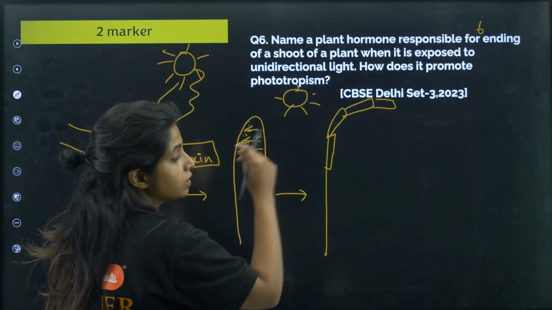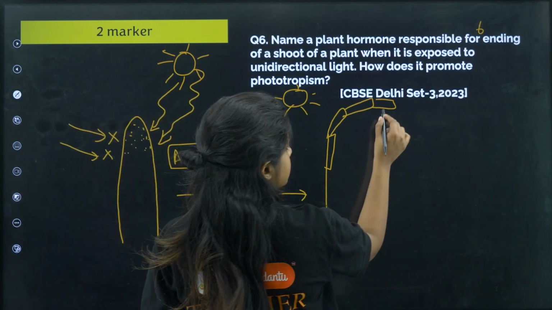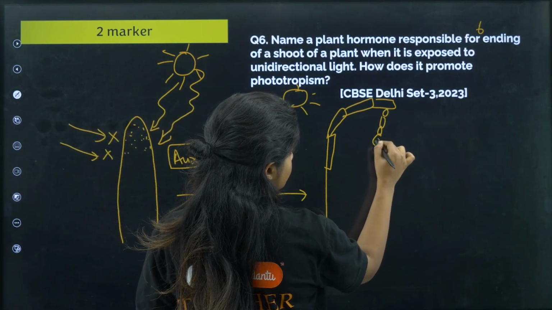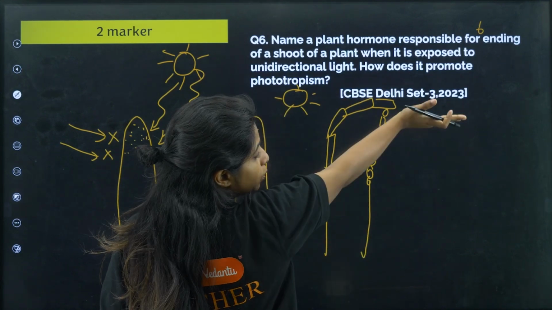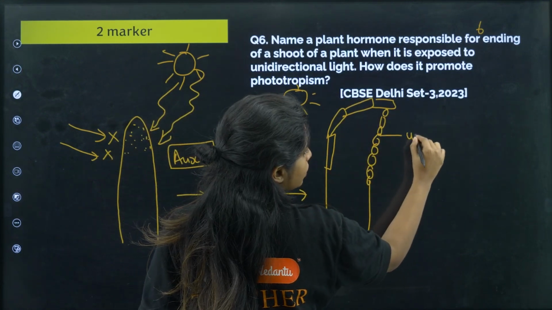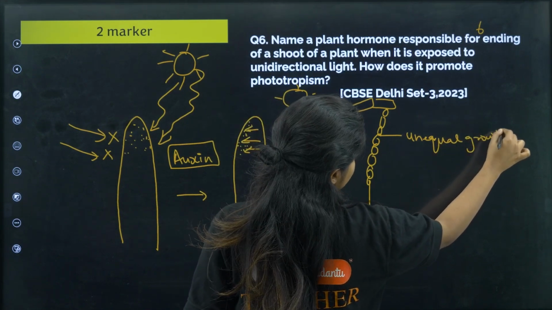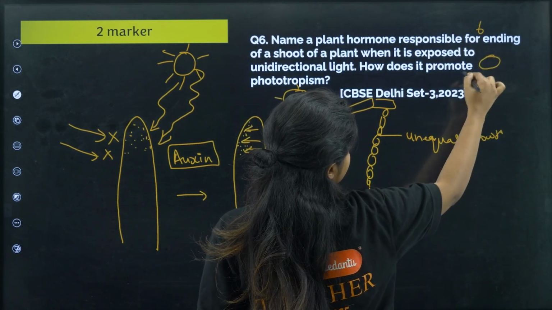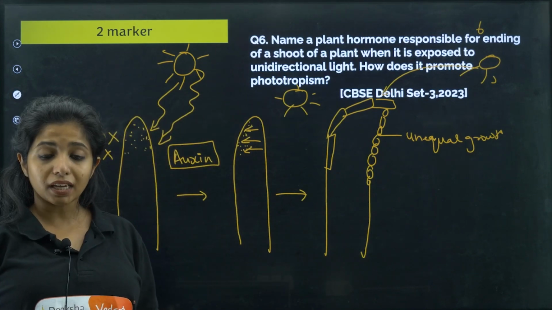So on one side you see the cell is elongated, whereas on the other side where auxin is less, the cells are still the same. So what is basically happening, if you have noticed, is that they have bent towards one side because you see unequal growth, which is why it bends. Now what happens if it bends? It is receiving enough sunlight from this side also. So this is done by auxin.